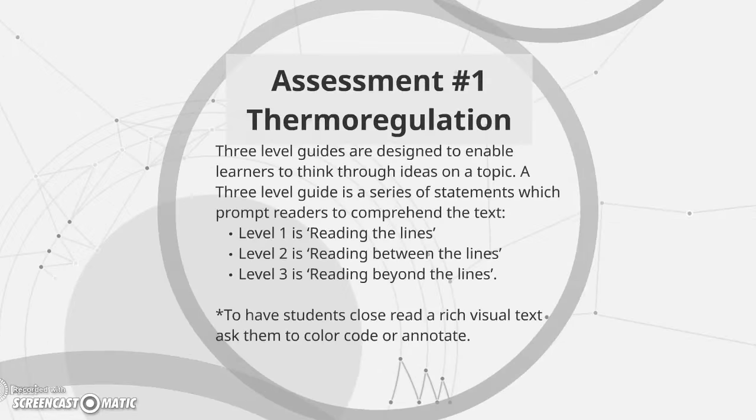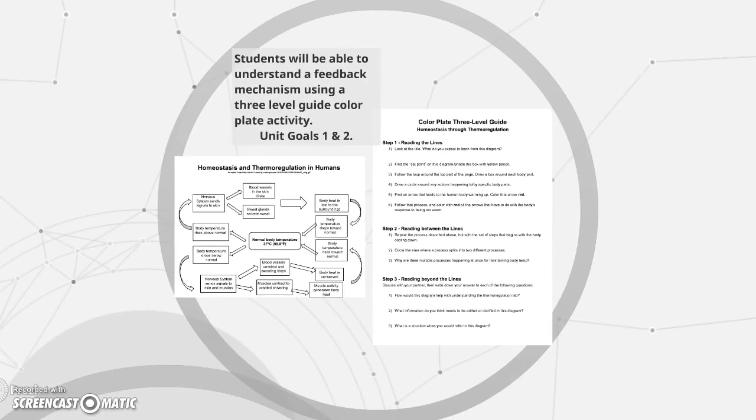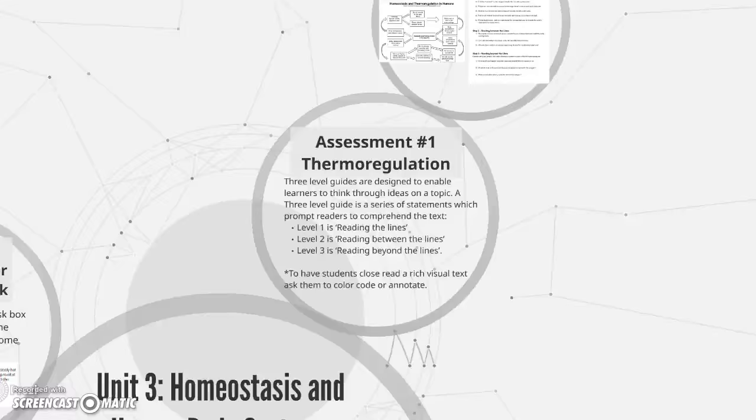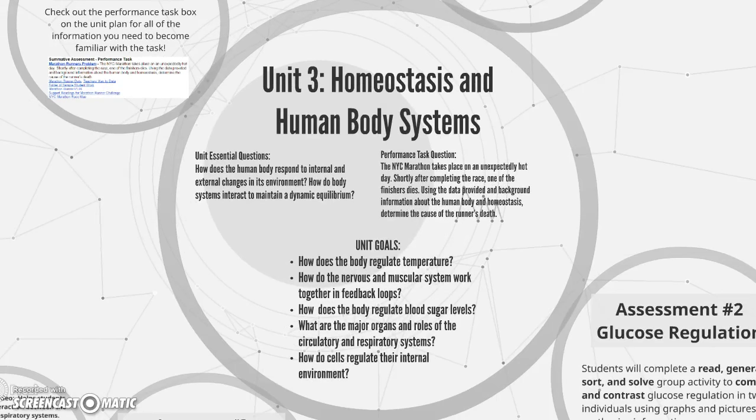Thermoregulation will be the first feedback mechanism that students are introduced to. They will first explore thermoregulation through collecting data in a lab experience. We also use a 3-level text guide to help students understand the complex diagram of a feedback mechanism. For more information about the color play activity, please click through the Prezi. Remember to come back to the marathon runner task at the end of this chunk so students have the opportunity to revise their initial hypothesis.